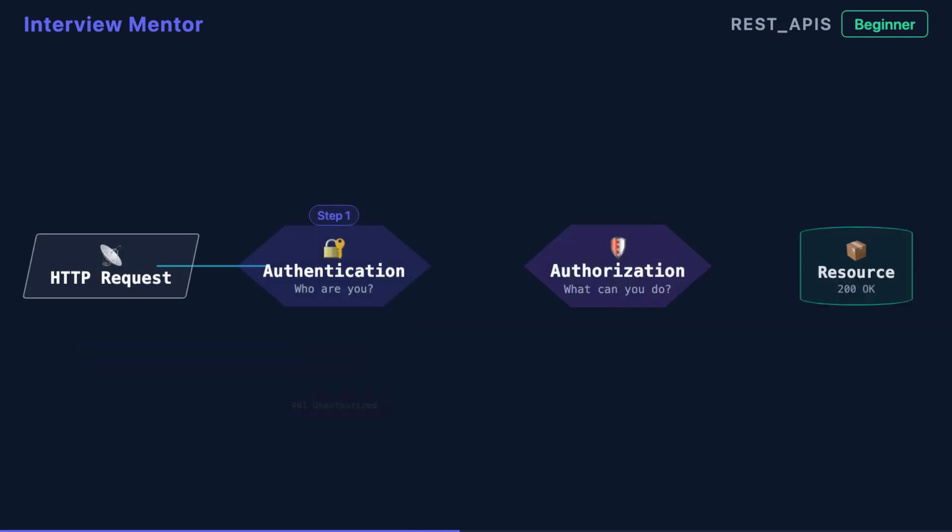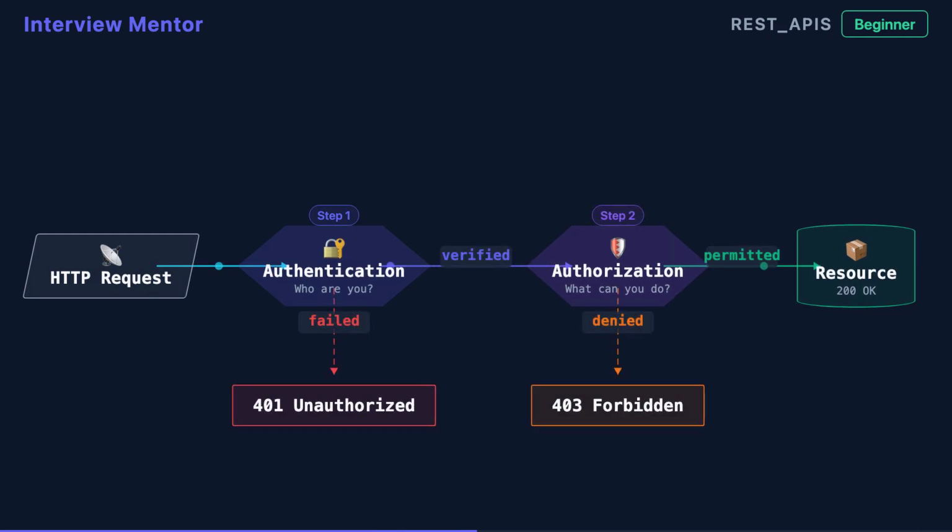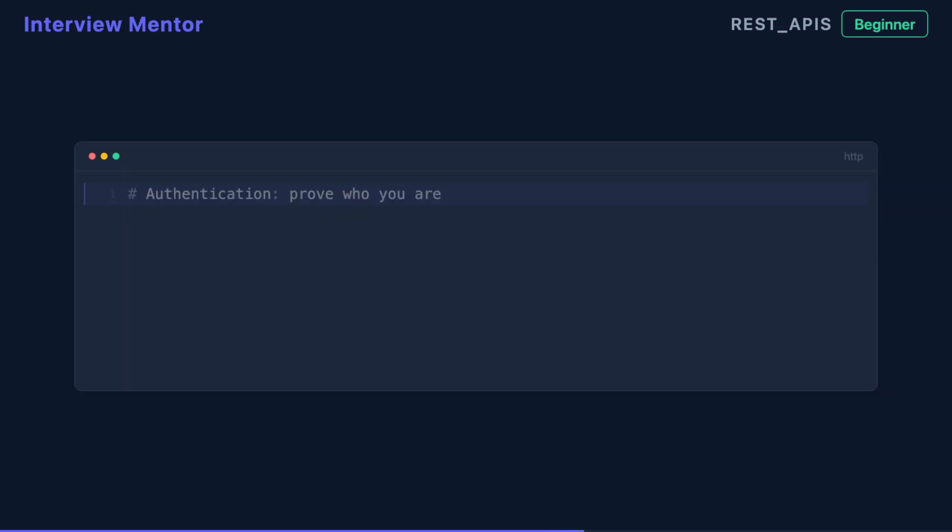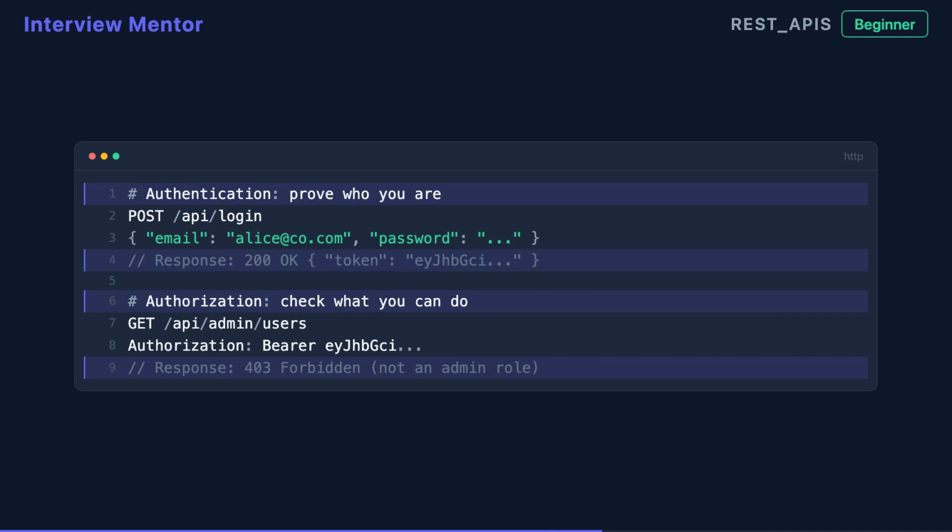Here is the critical rule: authentication always happens before authorization. You cannot check what someone is allowed to do until you know who they are. Every secure REST API applies these two gates in sequence. Identity first, permission second. In practice, post to /api/login with credentials. That is authentication, and you get back a token.